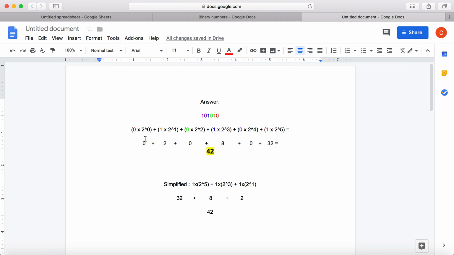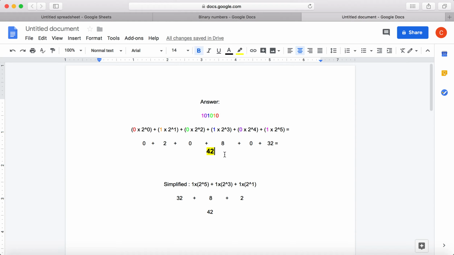We see 0 times 2 to the power of 0 is 0, plus 1 times 2 to the power of 1 is 2, plus 0 times 2 to the power of 2 is 0, plus 1 times 2 to the power of 3 is 8, plus 0 times 2 to the power of 4 is 0, plus 1 times 2 to the power of 5 is 32. Add that all together and we get our decimal number of 42.